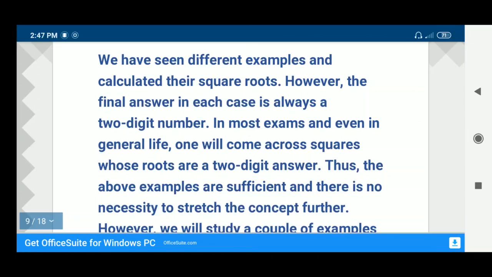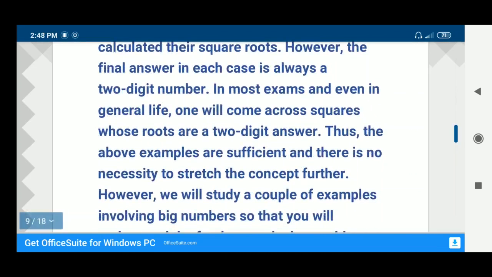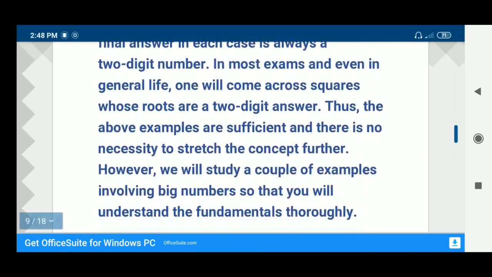We have seen different examples and calculated their square roots. However, the final answer in each case is always a two-digit number. In most exams and even in general life, one will come across squares whose roots are two-digit answers. Thus, the above examples are sufficient and there is no necessity to stretch the concept further. However, we will study a couple of examples involving big numbers so that you will understand the fundamentals thoroughly.